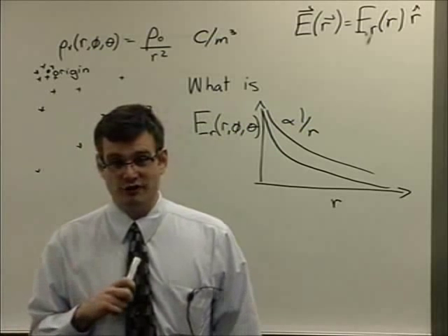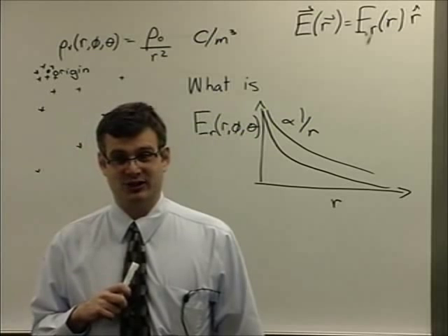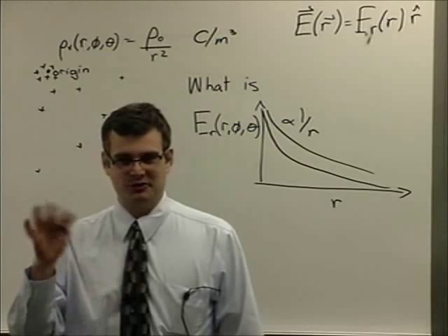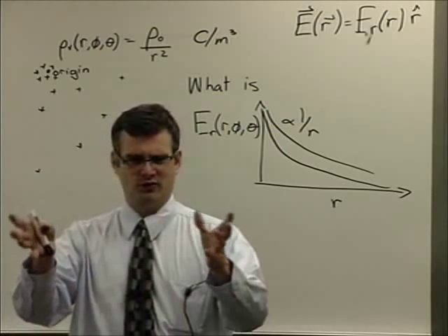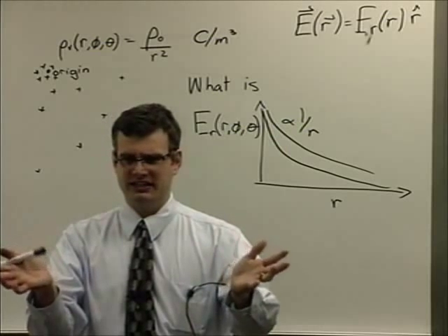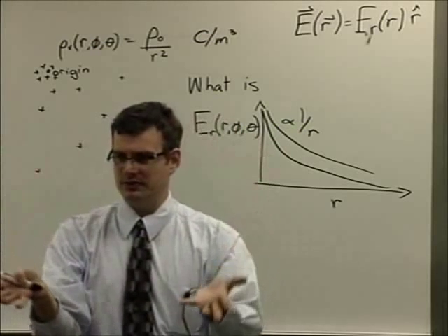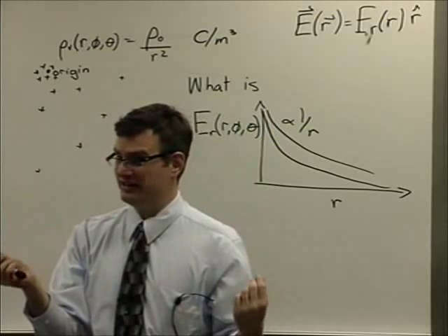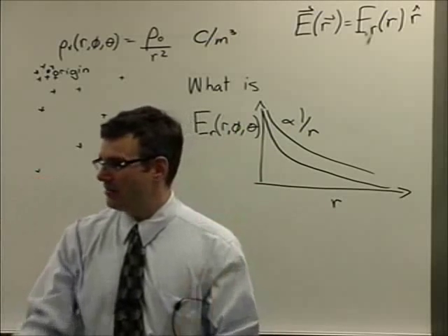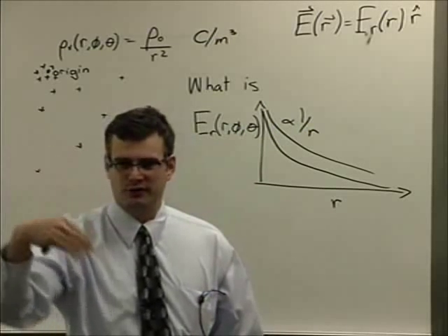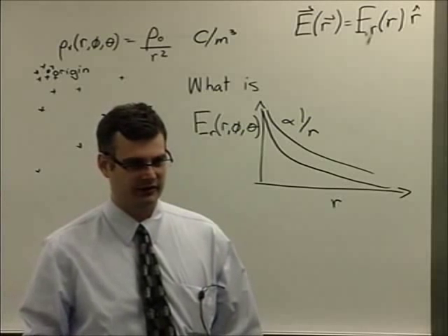Now, if I made it uniform, it would have been easier to calculate, right? Because you could have said, instead of doing a volume integral, oh, I got this uniform coulombs per meter cubed. I just need to multiply that by the volume of the sphere. You could have evaluated that integral with geometry again. 4 pi over 3 times r cubed.